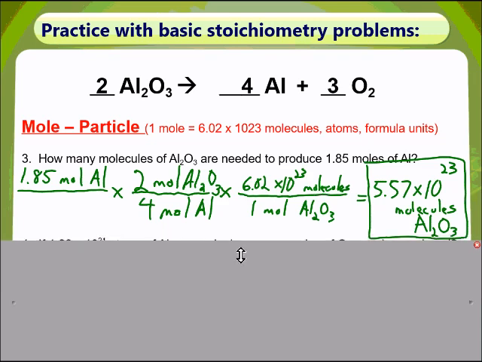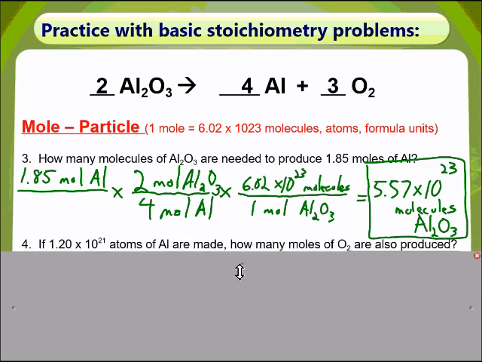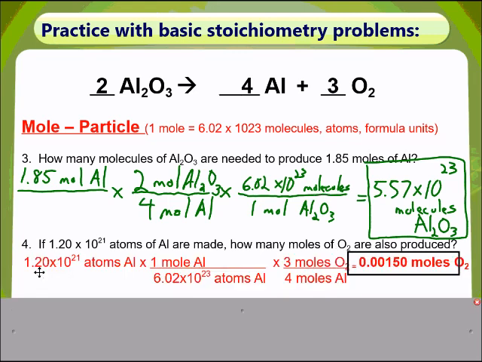Now, pause the video and take a minute to do problem 4. Okay, problem 4 said if 1.20 times 10 to the 21st atoms of aluminum are made, how many moles of oxygen are also produced? We're starting here with our given, 1.2 times 10 to the 21 atoms of aluminum. We do have to convert to moles this time because they gave us atoms. So we use the atoms to mole conversion factor.